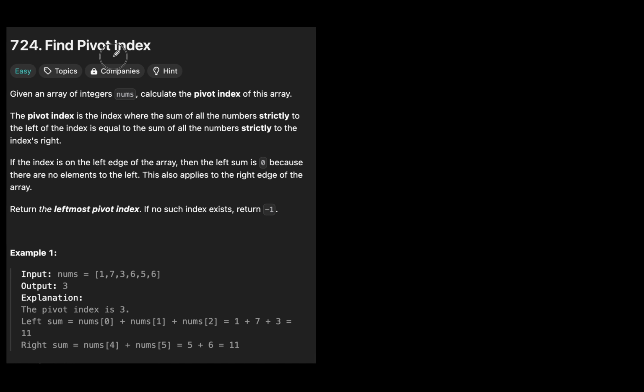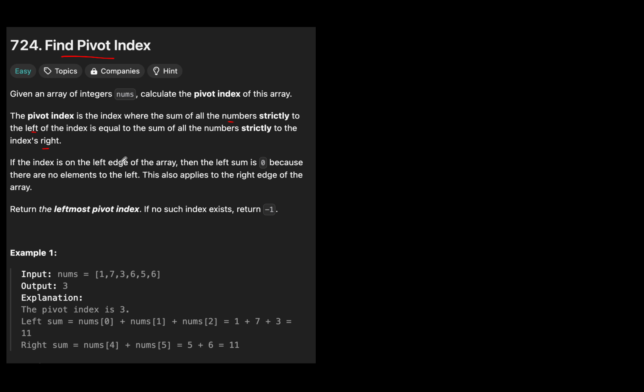Find pivot index. Given an array of integer nums, calculate the pivot index of this array. The pivot index is the index where the sum of all the numbers strictly to the left of the index is equal to the sum of all the numbers strictly to the index's right.